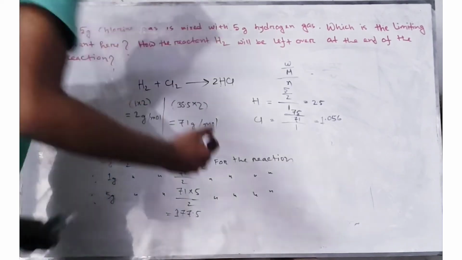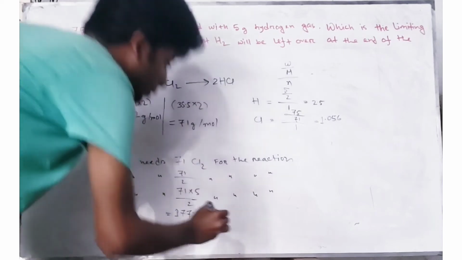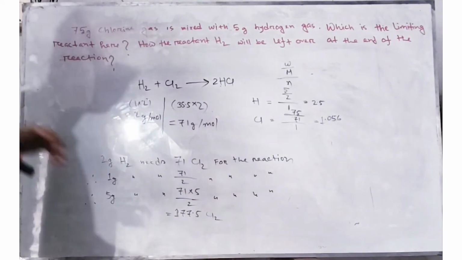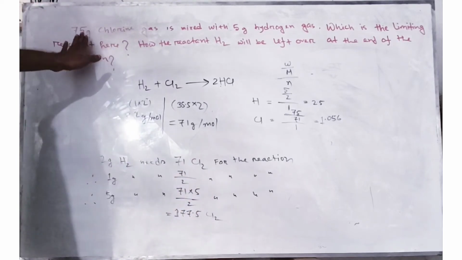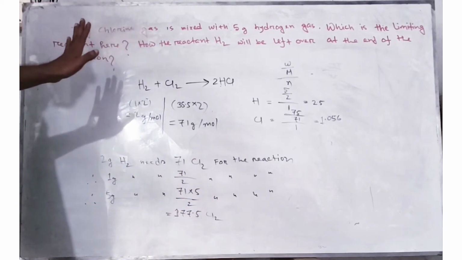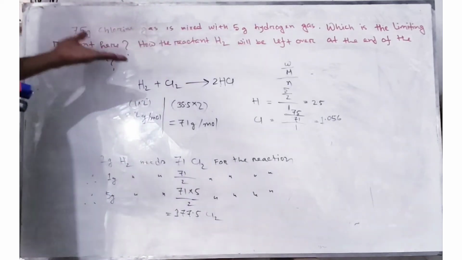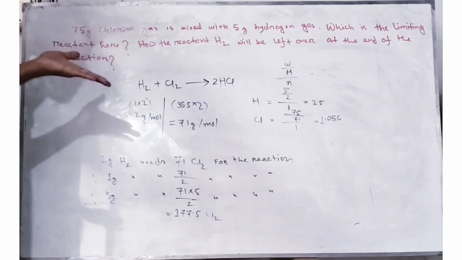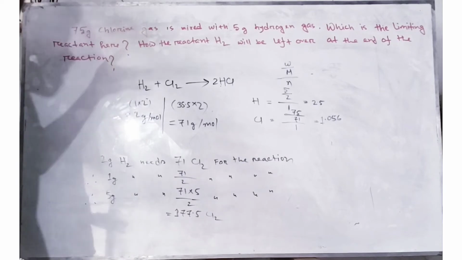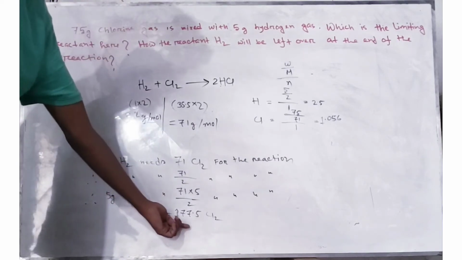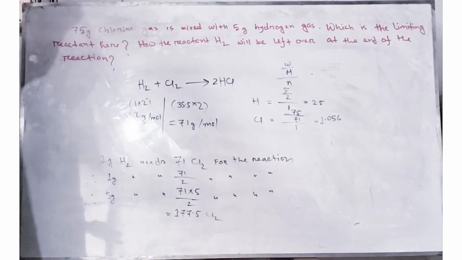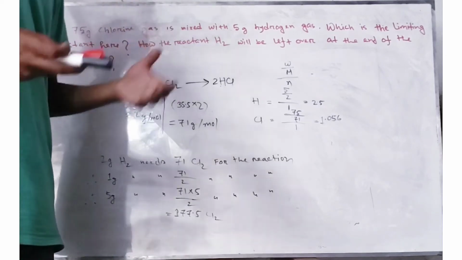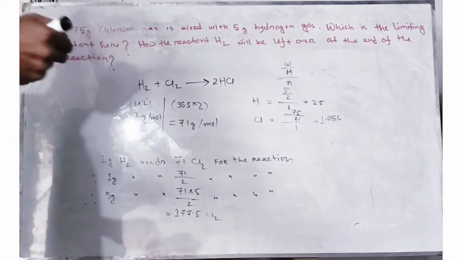Now we can see that we need 177.5 gram chlorine gas, but we have only 75 gram chlorine. We need more chlorine to complete this chemical equation and procedure. As we have less than 177.5, we will have only 75 gram chlorine. So we can say that here chlorine is the limiting reagent.